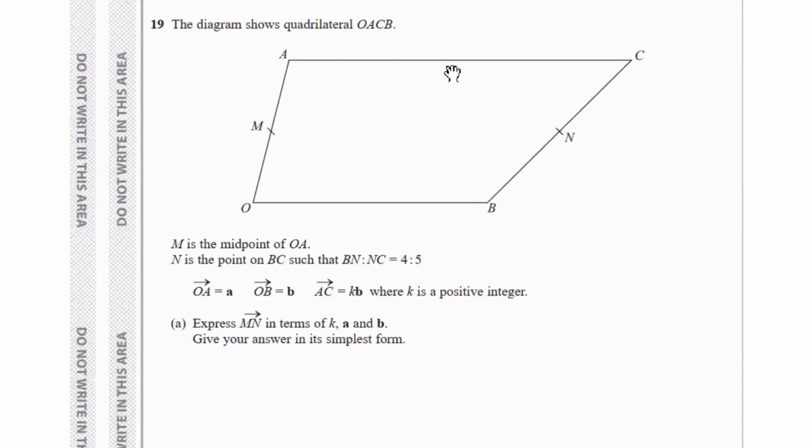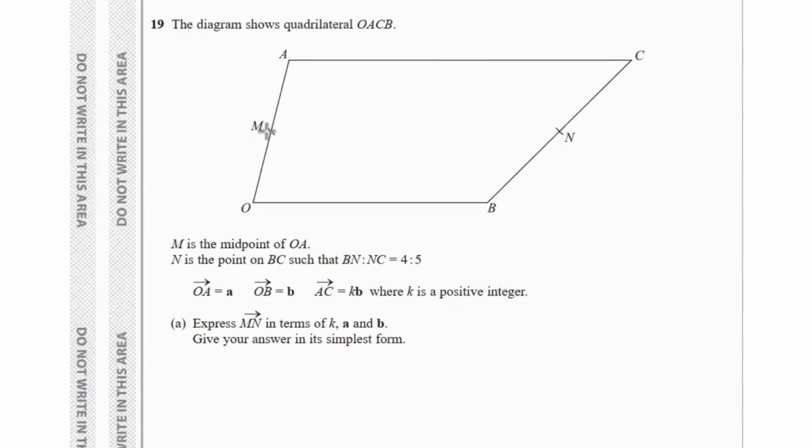Question 19 says the diagram shows a quadrilateral OACB. M is the midpoint of OA, N is the point on BC such that BN to NC is 4:5. OA is given as A, OB is given as B, and OC is given as K times B, where K is a positive integer. We have to express MN in terms of K, A, and B, giving your answer in its simplest form.